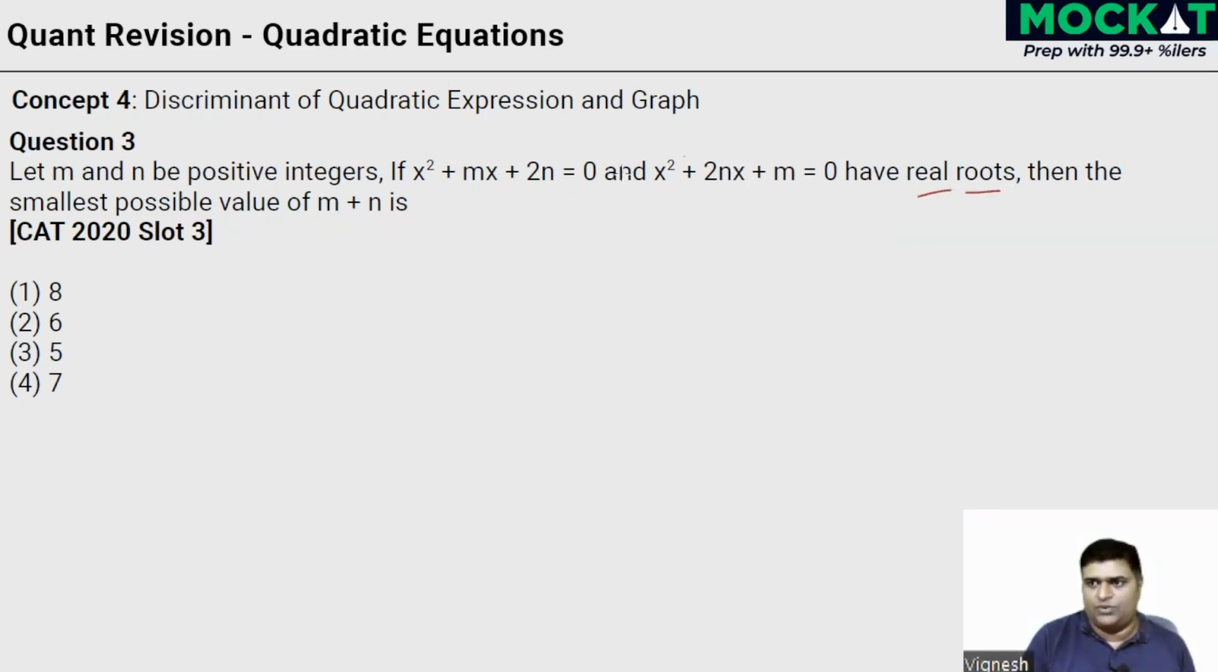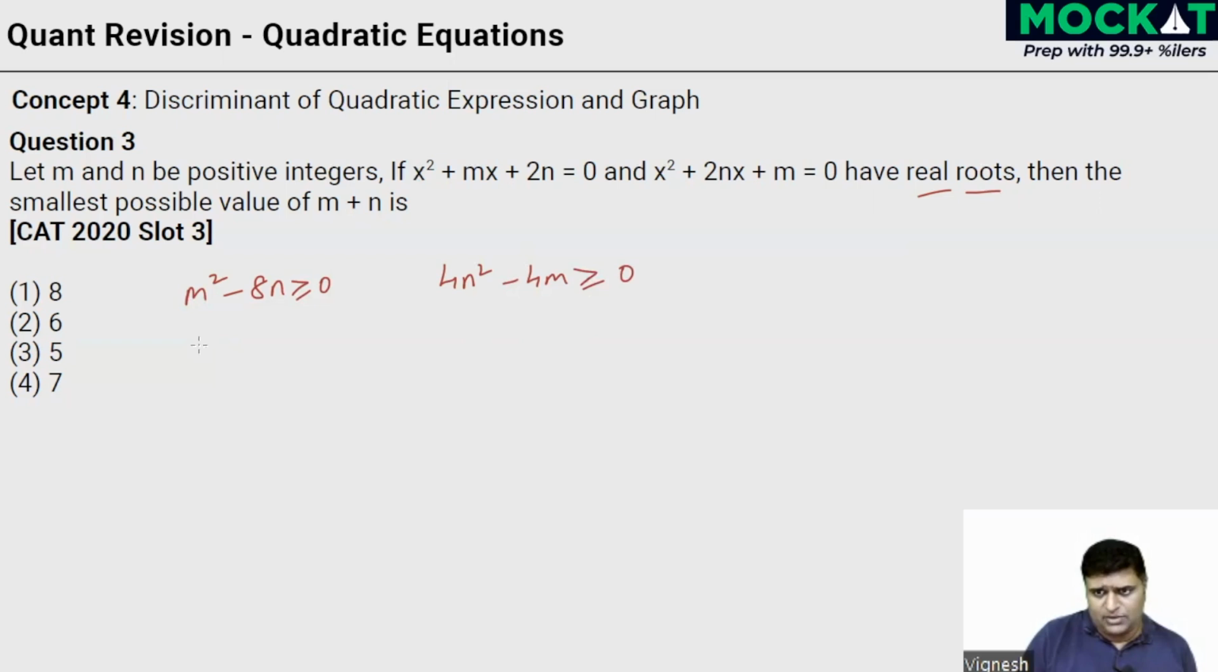b square minus 4ac for each of them should be greater than or equal to 0. It doesn't say distinct roots, right? Doesn't say distinct. They have real roots. They can be equal as well. So m square minus 4ac, 4 into 1 into 2n, which is 8n, is going to be greater than or equal to 0. And the next one is going to be 4n square minus 4ac, 4m over here, is greater than or equal to 0.